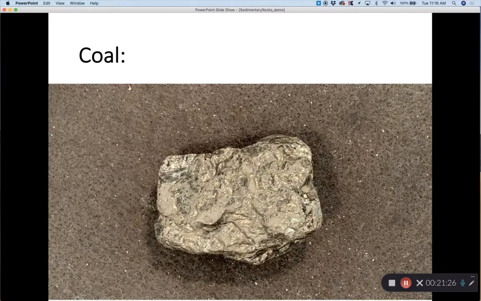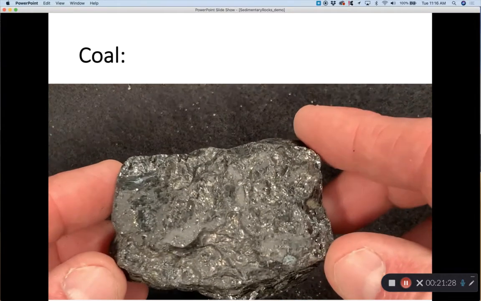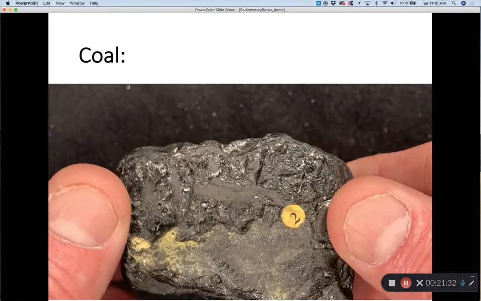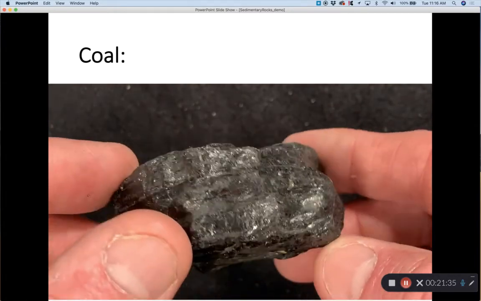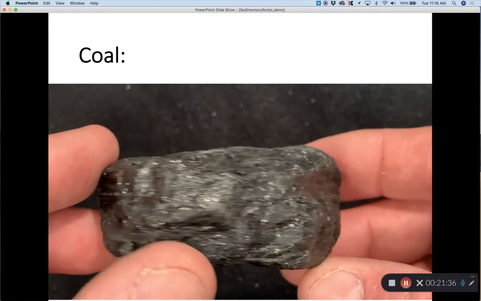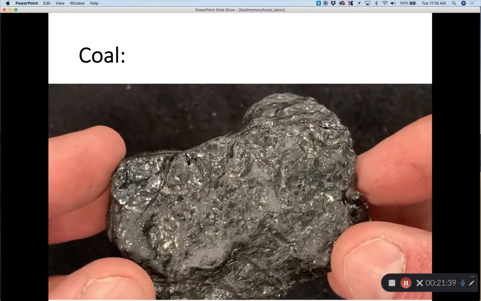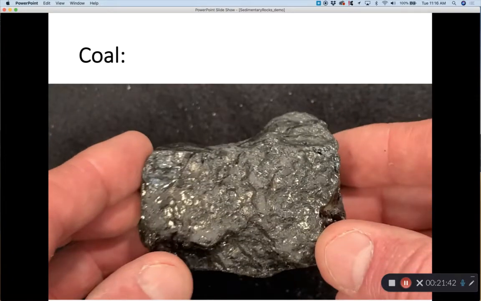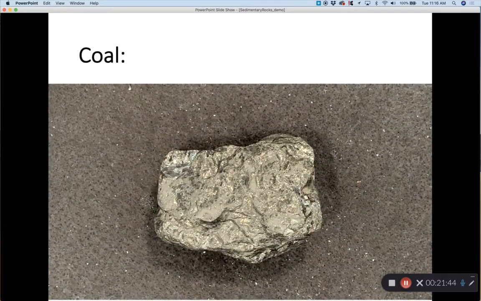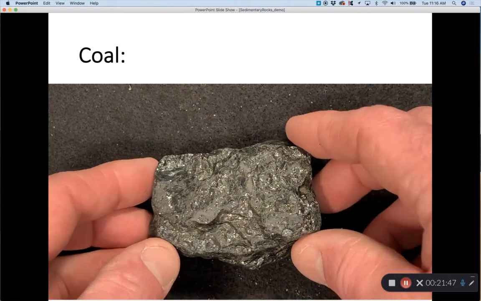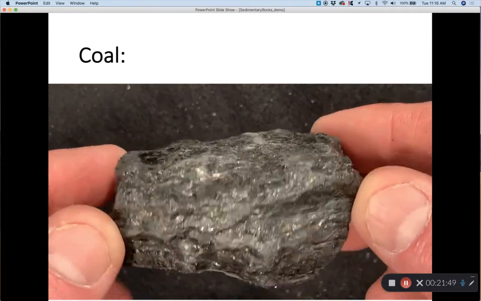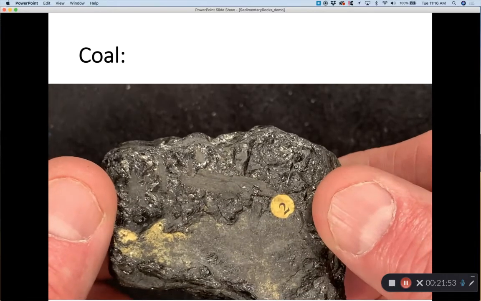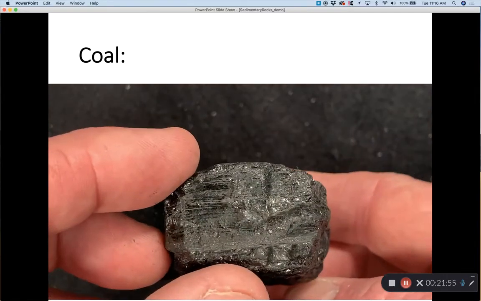Here's an example of a typical specimen of coal. Now, some coal is very dull and dusty. Other coal is more shiny. This specimen has a combination of some shiny material and dusty material. The more pressure you put coal under, the deeper in the earth that it's buried, the more shiny it becomes, the less dusty it becomes. So this specimen's a little bit in between.